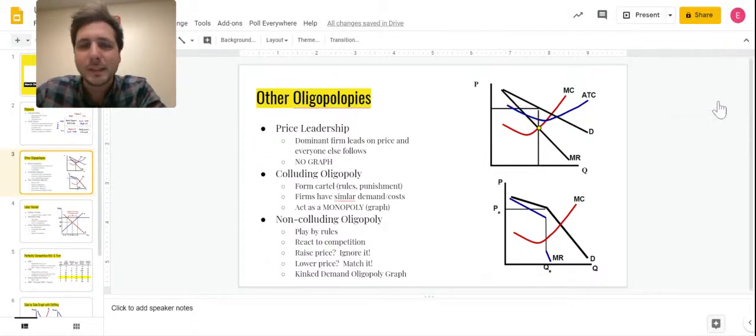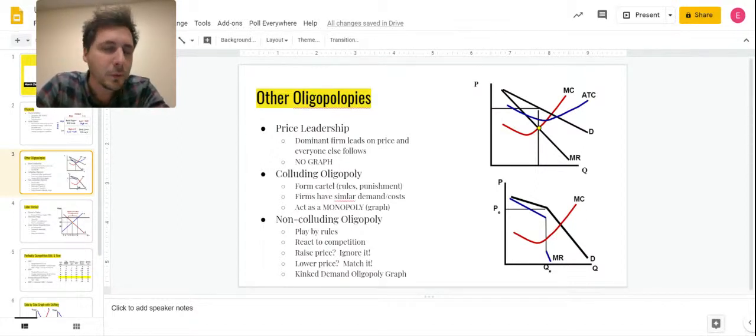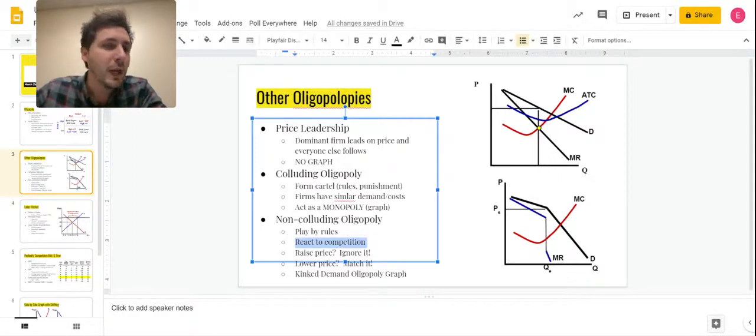All right, next up is a non-colluding oligopoly. A non-colluding oligopoly is when they play by the rules, right? They know that they're not allowed to collude. There's no incentive for them to collude. Well, there is incentive for them to collude, but they may not stand to gain as much, and it doesn't overrule the fact that it's illegal. And there's no dominant firm, so it's not price leadership. So all they're left to do is react to the competition.